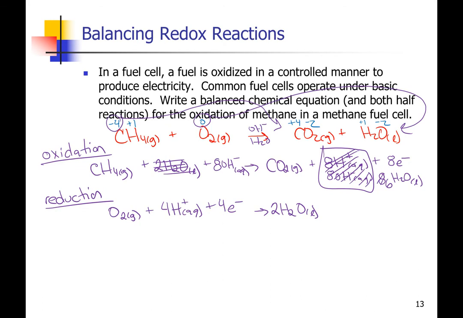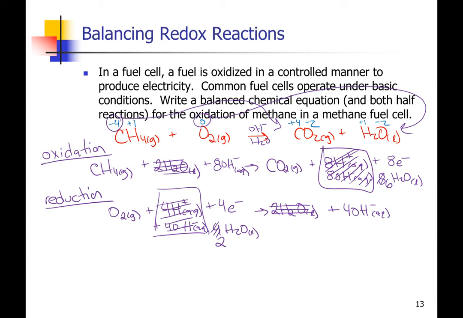Again, I'm actually operating in base, so I now need to add 4 hydroxides to both sides of the equation. The 4 protons and 4 hydroxides on the reactant side combine to make 4 water molecules, and the 2 water molecules on the product side are going to cancel with 2 of those water molecules on the reactant side, leaving me with 2 water molecules on the reactant side.